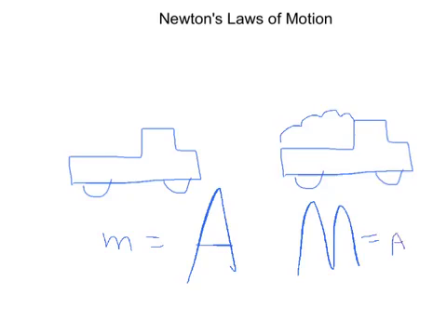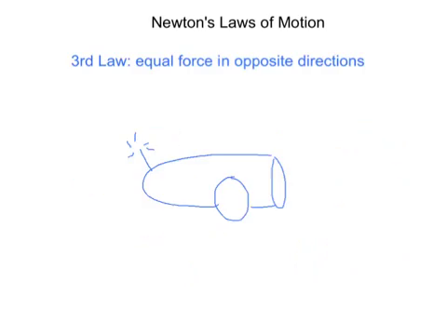Now, examples of Newton's second law would include things like why it is that it hurts more to kick a bowling ball than a soccer ball, or any time we're comparing mass to acceleration, that would be a good example of Newton's second law.